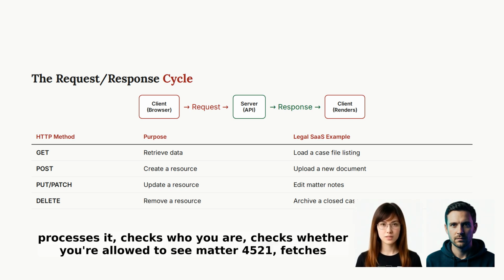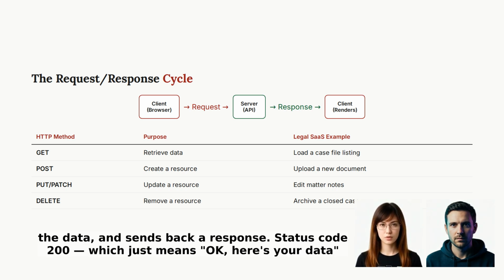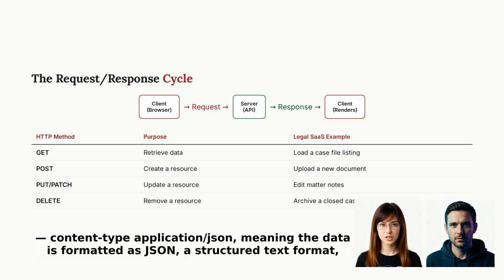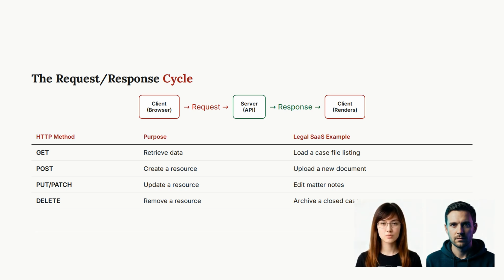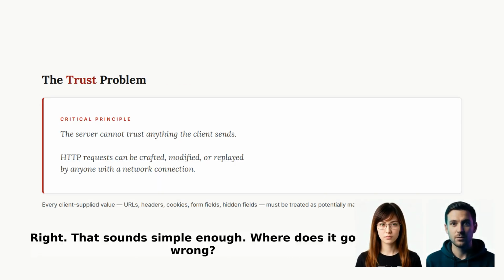The server processes it, checks who you are, checks whether you're allowed to see matter 4521, fetches the data, and sends back a response. Status code 200, which just means, okay, here's your data. Content type application/JSON, meaning the data is formatted as JSON, a structured text format, and the document list in the body. Right, that sounds simple enough. Where does it go wrong?